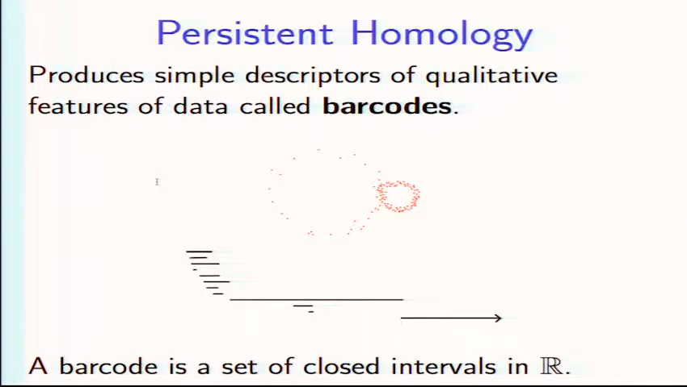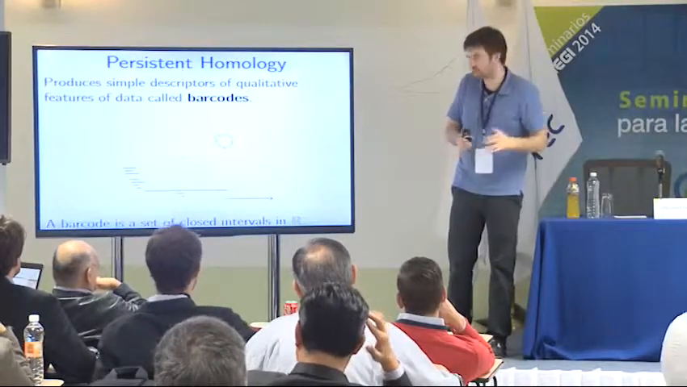Persistent homology produces simple descriptors of the qualitative features of data called barcodes. Here's an example of a point cloud data set and an associated barcode. A barcode is nothing but a set of closed intervals in R, intervals in the real line. They have a left endpoint and a right endpoint. The way that we interpret this is that every interval corresponds to some qualitative feature of the data. Long intervals correspond to significant features. Short intervals correspond to insignificant features, or noise, if you like.